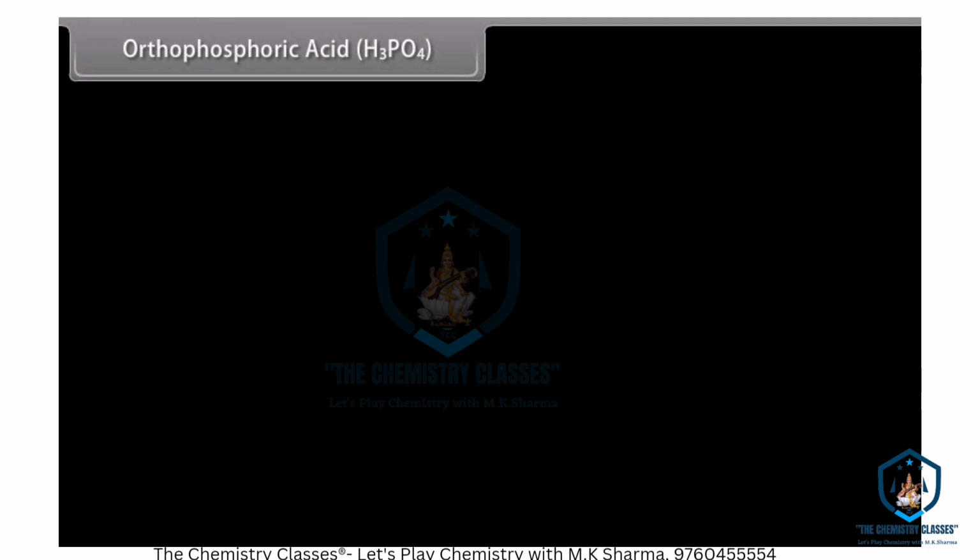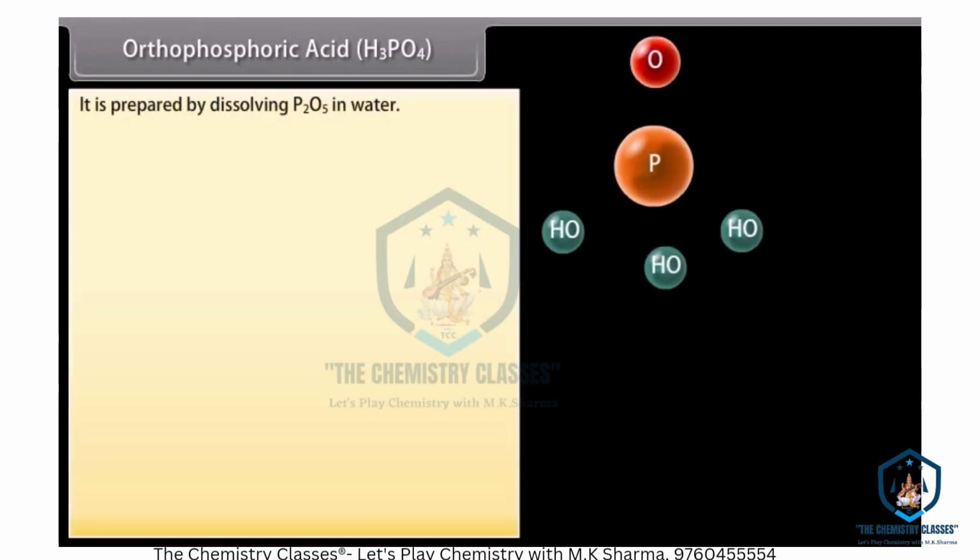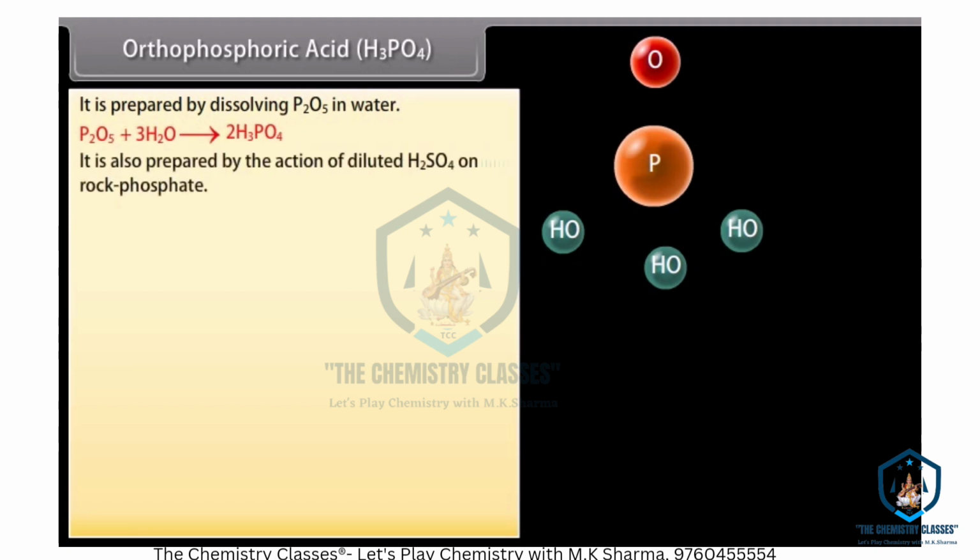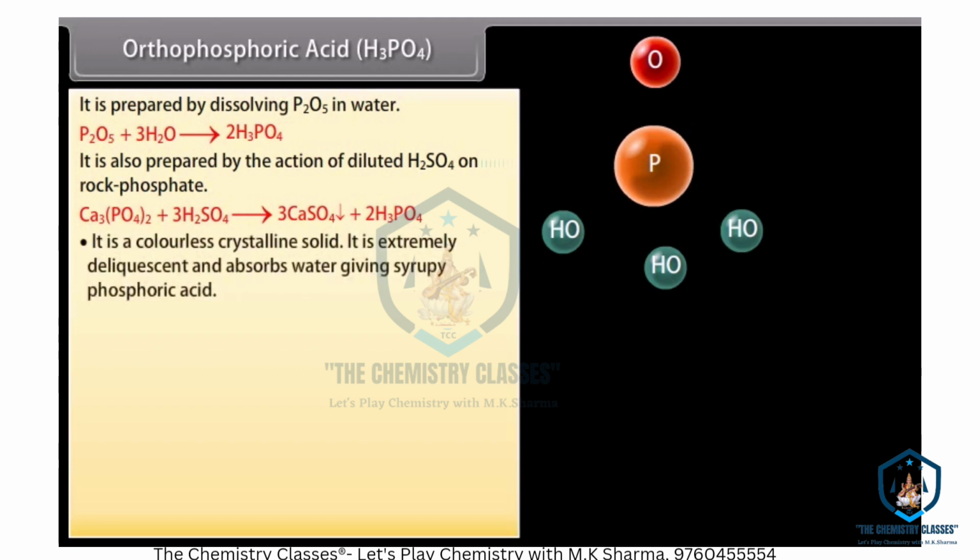Orthophosphoric acid, H3PO4. It is prepared by dissolving P2O5 in water. It is also prepared by the action of dilute H2SO4 on rock phosphate. It is a colorless crystalline solid. It is extremely deliquescent and absorbs water, giving syrupy phosphoric acid. It is a tribasic acid.